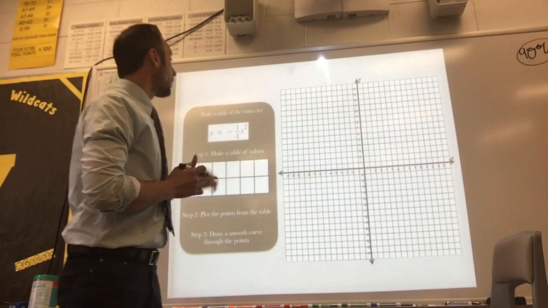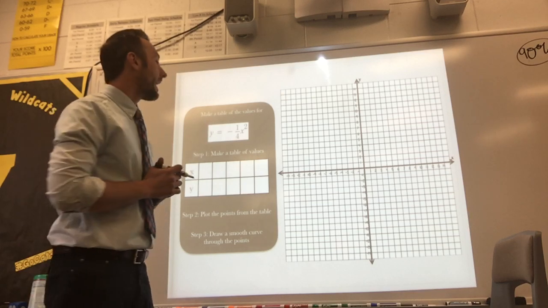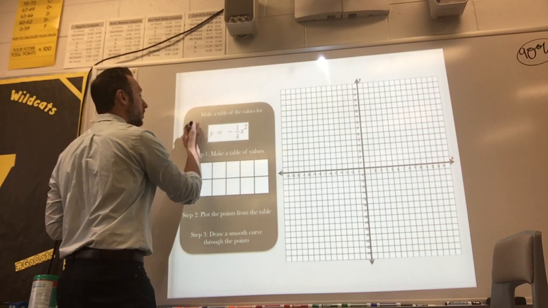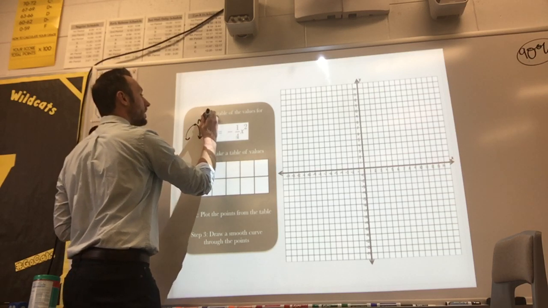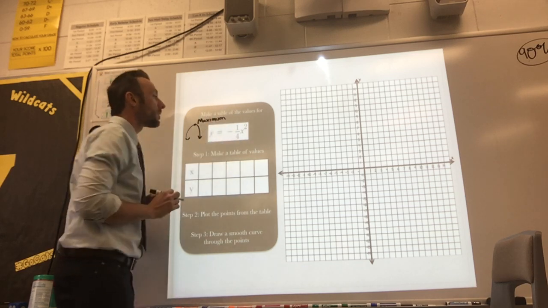Example number 2 says y equals negative 1/4 x squared. Two things different about this one. It has a negative leading coefficient, so that tells us it will face downwards, like that. It will have a maximum point, so the highest point is there, and everything else goes down from there.